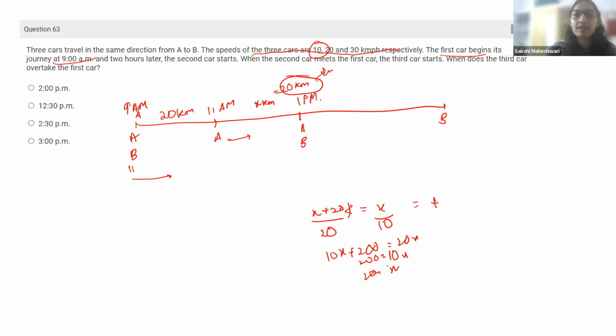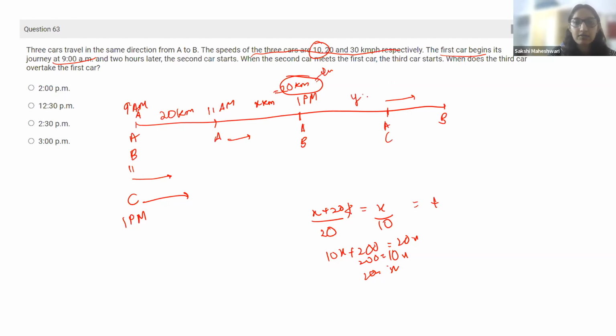Now the third car starts when the second car meets the first car. That is at 1 p.m. So at 1, C starts at 1 p.m. Okay. Now when does the third car overtake the first car? So let's assume that it overtakes somewhere here, and this is A and C.